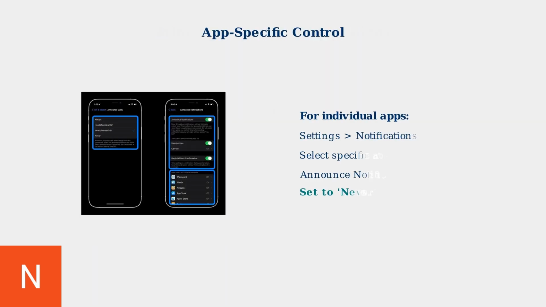You can also control notifications for individual apps. Go to Settings, then Notifications. Select the specific app you want to manage. Find Announce Notifications and set it to Never.